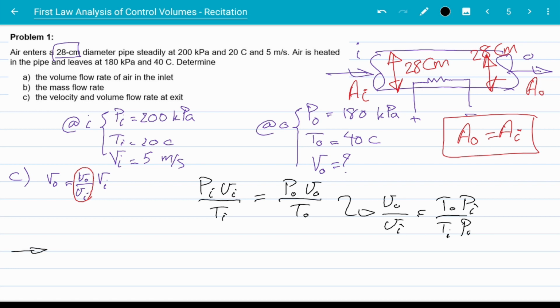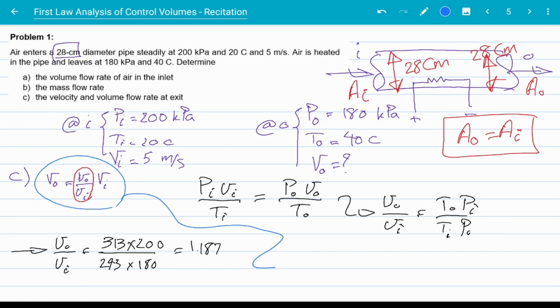I get that specific volume outlet over specific volume inlet is, now temperatures need to be in Kelvin. Outlet is 40 degrees centigrade. In Kelvin, it goes to 313, times pressure inlet, 200, over temperature of the inlet, 293, times the pressure of the outlet, 180. This gives you 1.187.